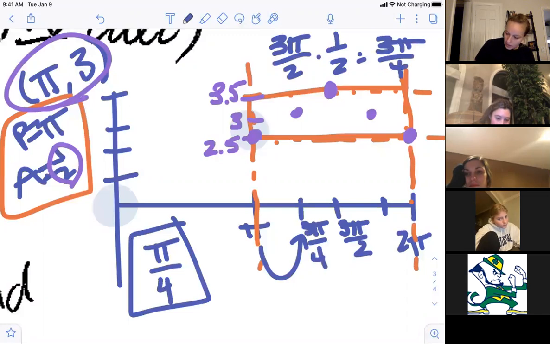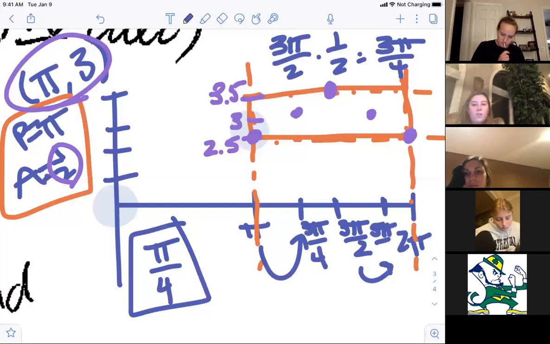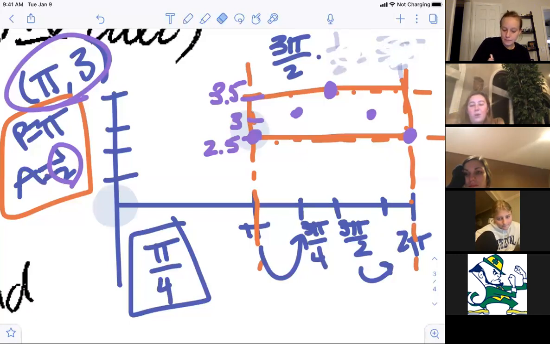Yep. And then add another pi over 4. This will be, I think, 5 pi over 4. No, wait, so you do 3 pi over 2 times what? 1/2. Okay, multiply it by 1/2. Wait, but that's not 3 pi over 4. What did I mess up? Is it 3 pi over 2 divided by 1/2 or multiplied by? I feel like an idiot right now.